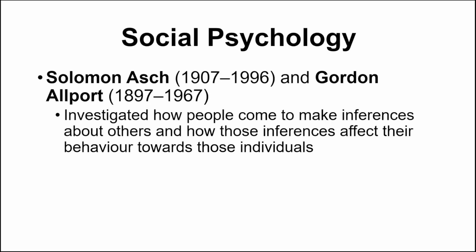For some of our other social psychologists, we have Asch and Allport, who were looking at how people come to make inferences about others. Inferences are basically just assumptions. We as humans tend to take a lot of mental shortcuts, which can include things like looking at an individual and making some logical assumptions, maybe based on past experiences, maybe based on stereotypes and things that we've learned from culture. And this is early into that research.